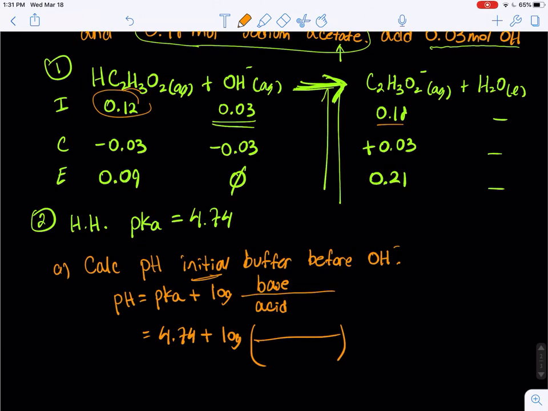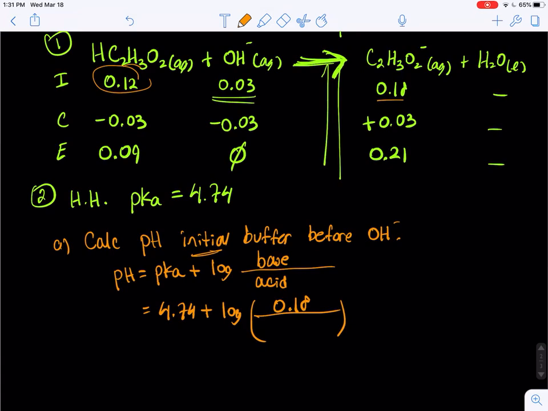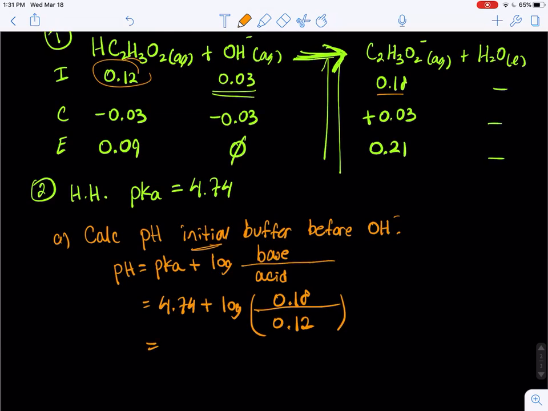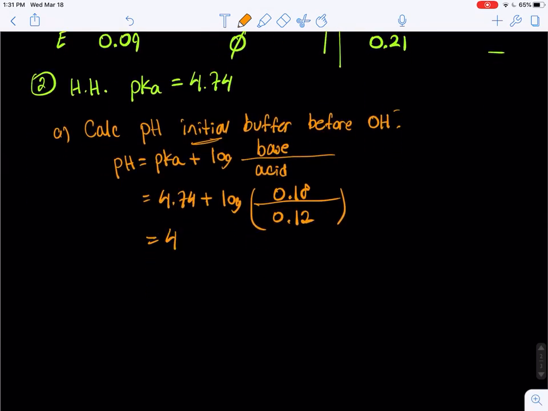And the base, remember, is the one with less hydrogens, so it's going to be 0.18. And the substance with more hydrogens is the acid. So make sure you have those in the correct spots. And let's go ahead and do this on our calculator. And the pH for this initial buffer is 4.92. Okay. Now, if we add sodium hydroxide to this, this should go up. Okay, that's what we're expecting.